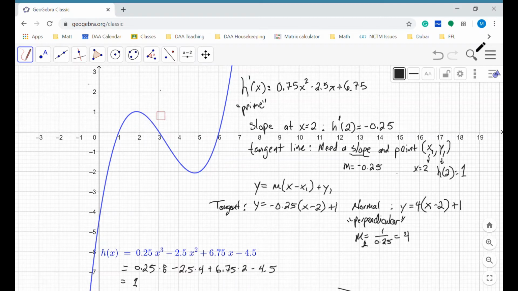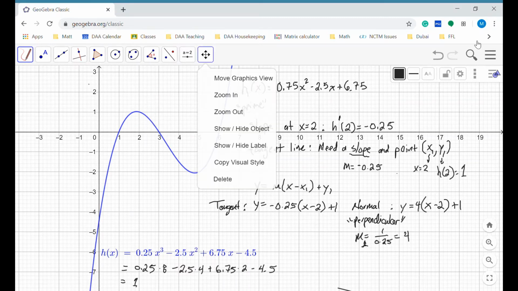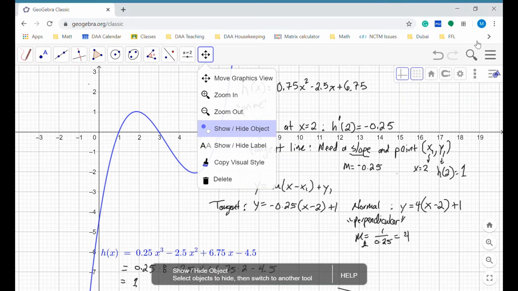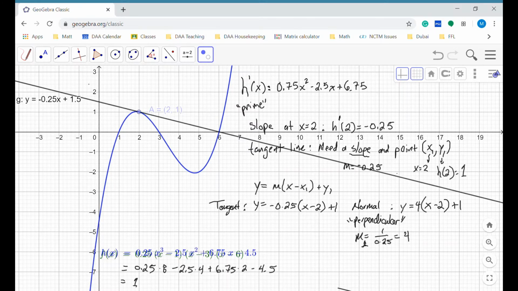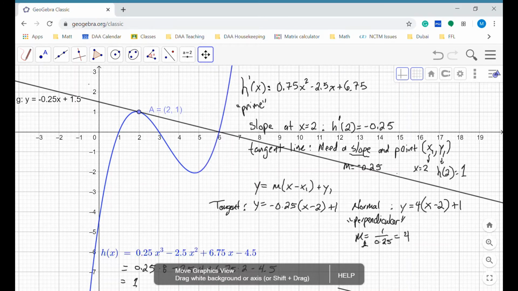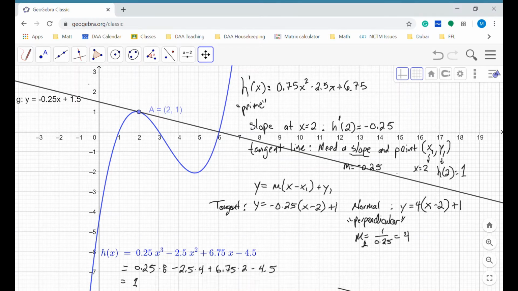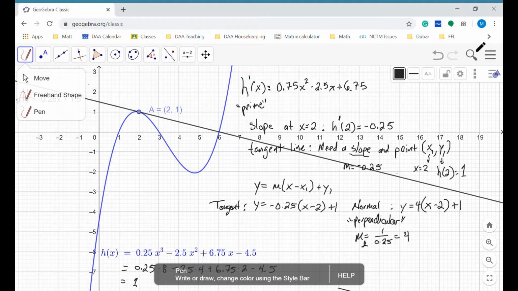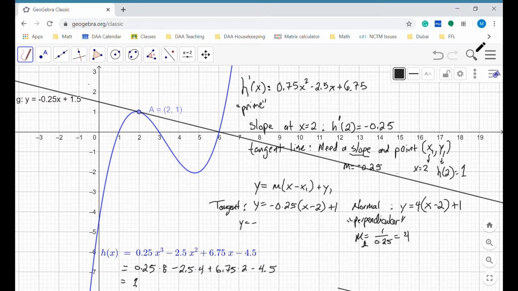All right, so let me look to see if we did this right. I'm using GeoGebra to create my graph. So I'm going to go ahead and show our objects, and we can see that our point was (2, 1), using the function, and our equation of the line is negative 0.25x plus 1.5. If you want to change it to that form, it's just a little bit of algebra.